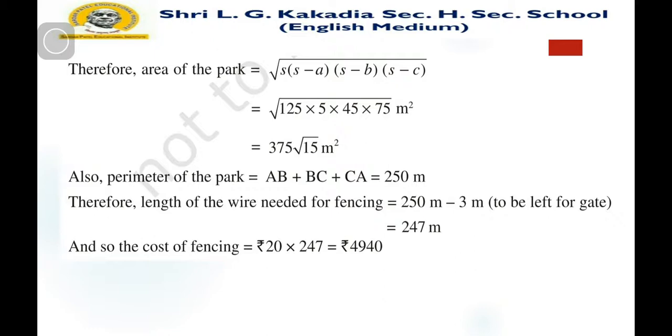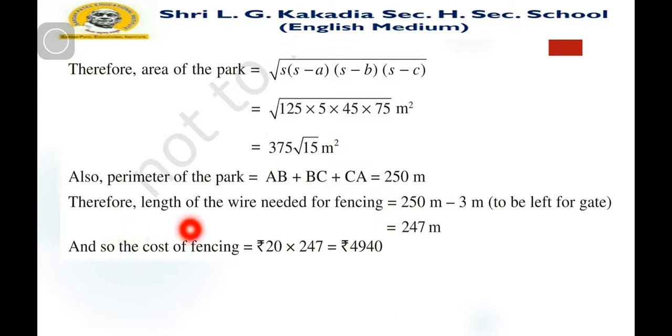Therefore, the area of the park is equal to the square root of S into S minus A, S minus B, S minus C, which is the square root of 125 into 5 into 45 into 75, which is equal to 375 into square root 15 meter square. So it is the area to be planted with grass. Also, the perimeter of the park is equal to AB plus BC plus AC, which is 250 meter. Therefore, the length of wire needed for fencing is 250 meter minus 3 meter left for the gate, which is equal to 247 meter.